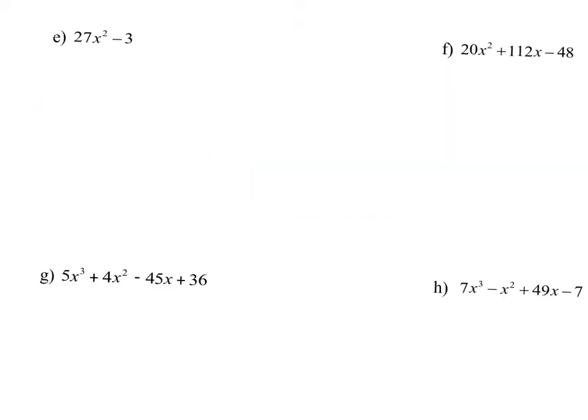E says I have a GCF of 3. Divide everything by 3. I don't know why I just crossed that off. So that's going to give me 9x squared minus 1. Looking at this method, I have a difference of perfect squares.